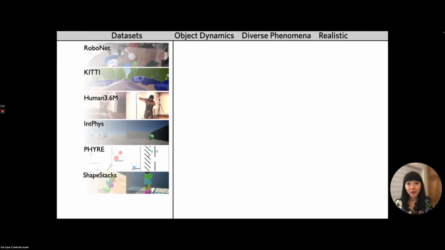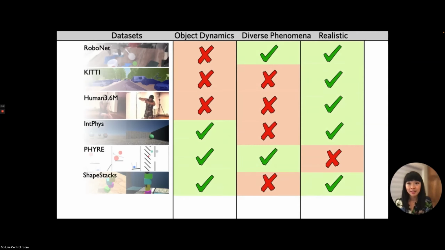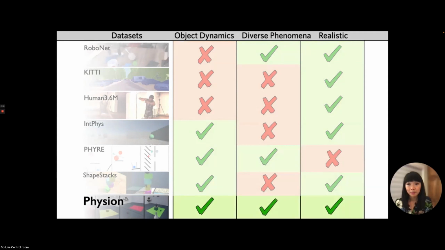Now, there are already several datasets out there that probe physical understanding to some extent, but they all fall short on at least one of these key dimensions. In 2021, at NeurIPS, we introduced a new dataset, which we call Physion, that meets all three criteria.